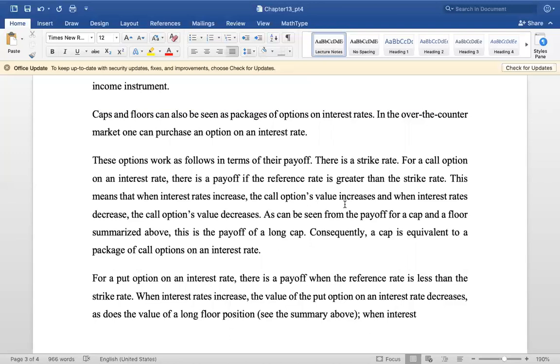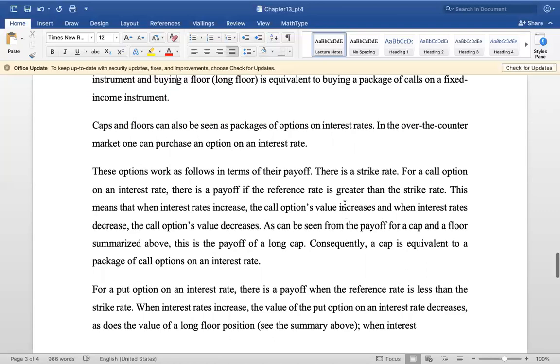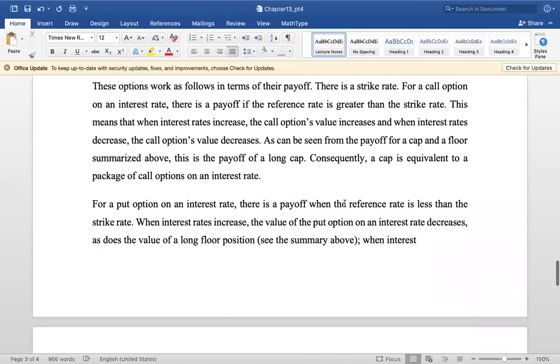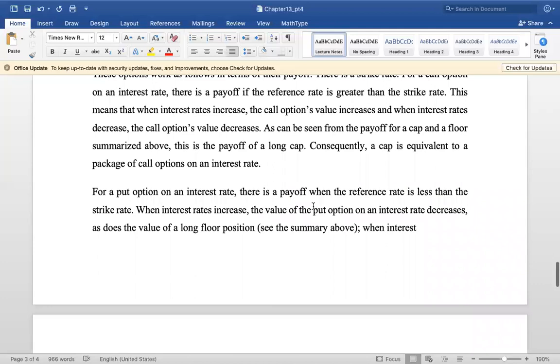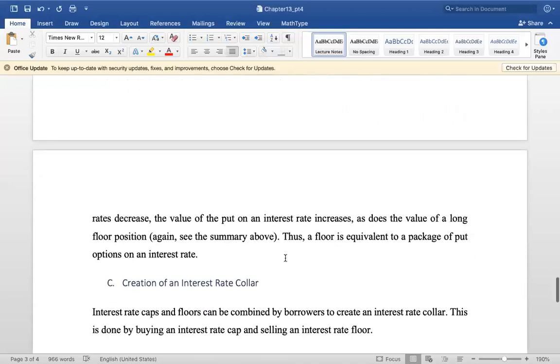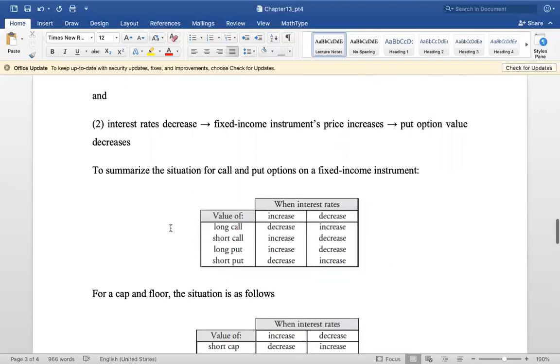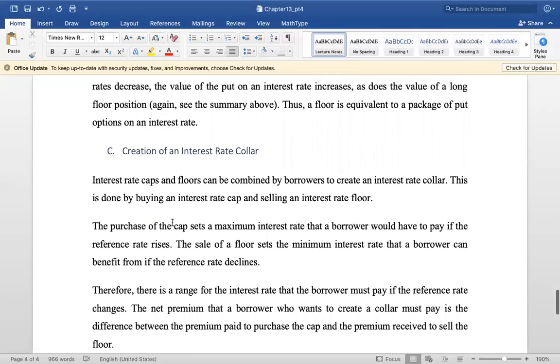This is the payoff of a long cap. Consequently, a cap is equivalent to a package of call options on an interest rate. For a put option on an interest rate, there is a payoff when the reference rate is less than the strike rate. When interest rate increases, the value of the put option on an interest rate decreases, as does the value of a long floor when interest rate decreases. So the floor and puts can be thought of as options on a fixed income instrument or options on interest rates.